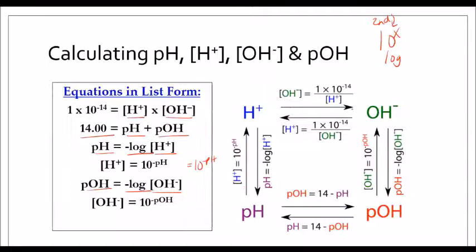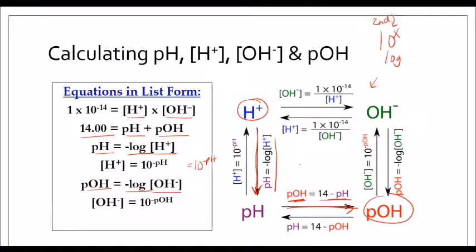This chart is very nice and helpful. It's a flow chart, so you can follow the arrows to figure out, if I'm starting here at hydrogen and I want to know the pOH, I have two ways I can go about it. I can do the negative log of the hydrogen concentration, use this equation and get my pH. Then I can subtract my pH from 14 to get the pOH, and I can go this way.